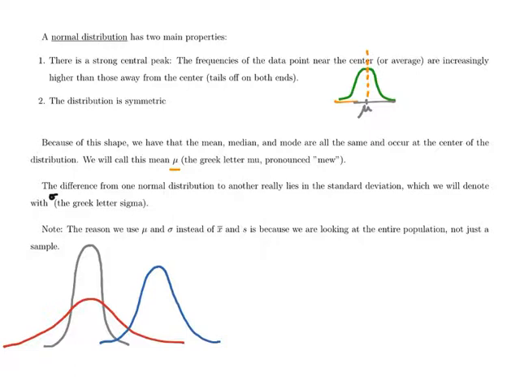So quick note that we use mu and sigma instead of x bar and s. The reason for that is because we're actually looking at the entire population and not just a sample. This is the population mean and population standard deviation. That might be a little bit too technical. In this case, let's just say that we're using these letters now instead of the old ones. All right, so our mean, which is the same as the median and the mode, is mu, and the standard deviation is sigma.